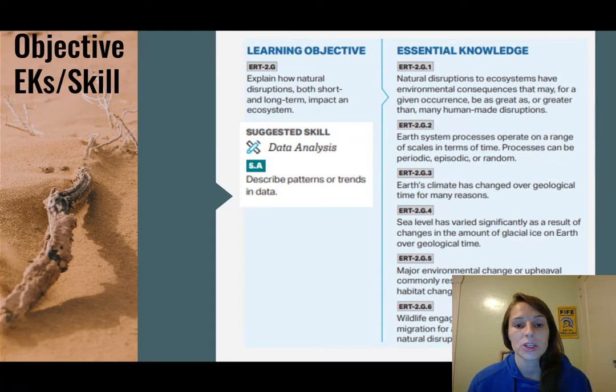You're going to get a chance to practice the skill of data analysis, where you describe patterns or trends in data. And from these notes, you're going to gain knowledge on natural disruptions, what causes them, some of the time scales that we see them change over time, and just kind of what can happen from these disruptions to wildlife and ecosystems.